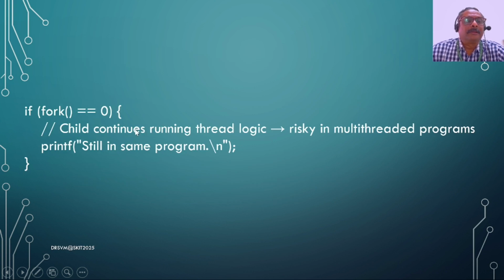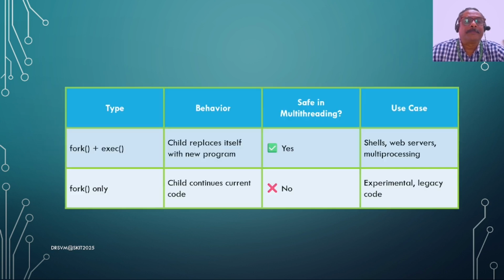So this is an example. If the fork return value is equal to 0 and we are not using exec here, that means the same code is being run, which can create many problems in the multi-threaded environment. So fork plus exec: the child replaces itself with a new program. It is safe. Use cases are shells, web servers, multiprocessing, and all that. If you use fork only, then the child will continue to run the current code itself. It's definitely not safe in a multi-threaded environment. It is used in experimental or legacy code.